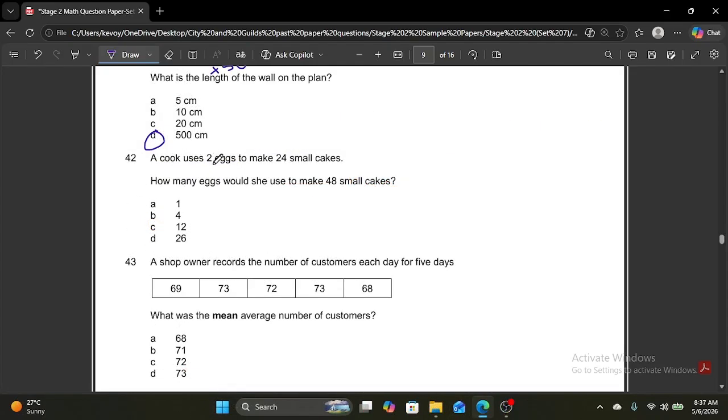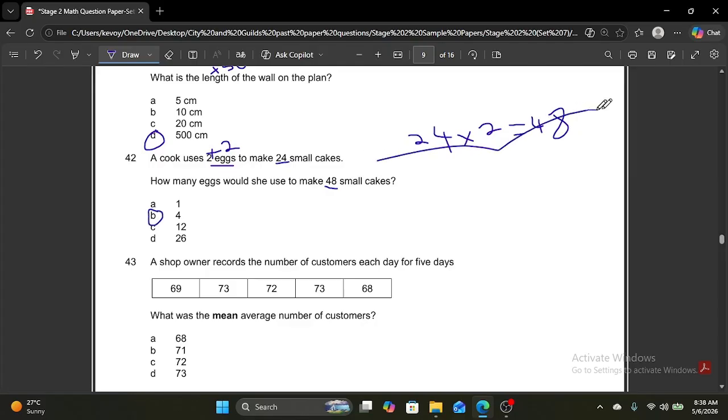Hold on. So a cook uses 2 eggs to make 24 small cakes. How many eggs would she use to make 48? Now 2 times 24 is equal to 48. So since 2 eggs are used to make 24 cakes, that means 2 times 2 is equal to 4.